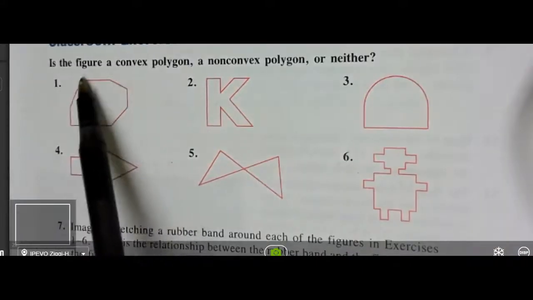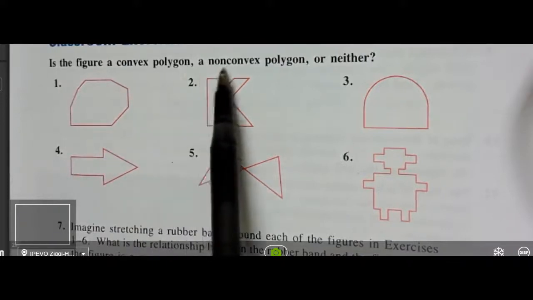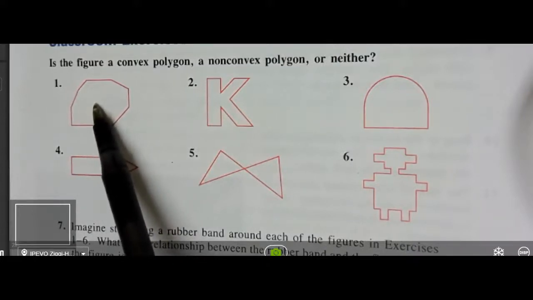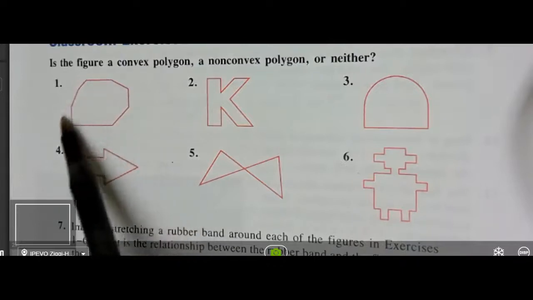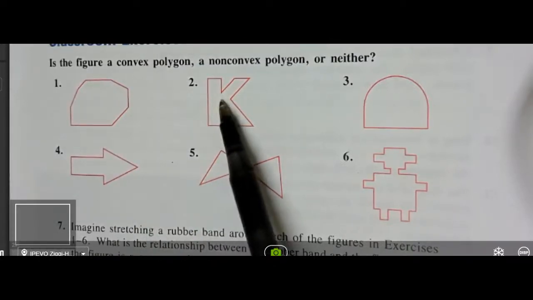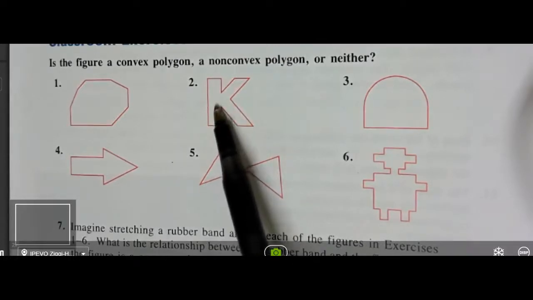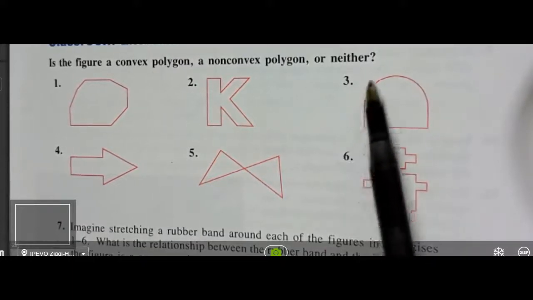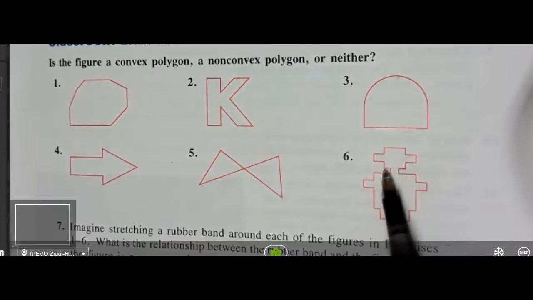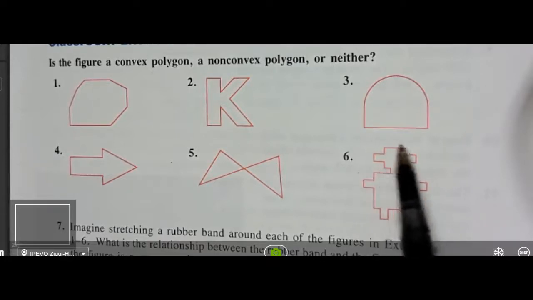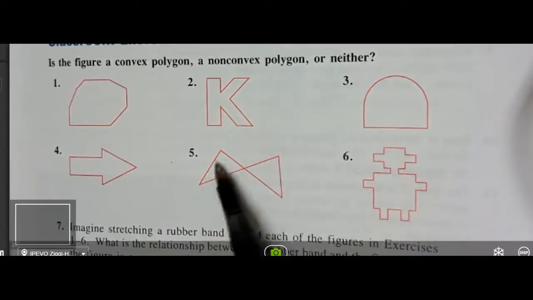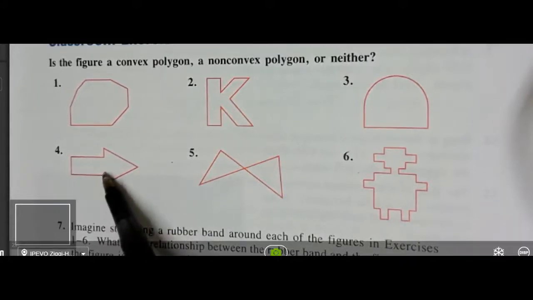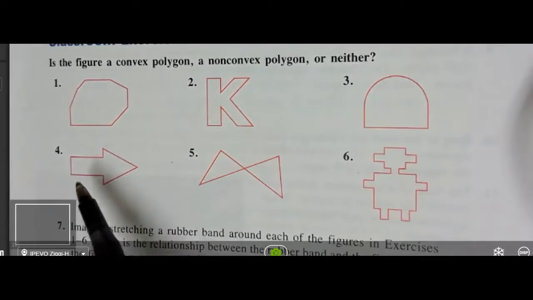Right, in the figure, is the figure a convex polygon, non-convex, or neither? Okay, what would you think this would be? Convex, because all the vertices are out. This is concave, non-convex, because it goes inside. This one is not even a polygon, so it's neither because it has a curve. Okay, this would be non-convex, so it is concave. It loops inside. This is not a polygon because the lines cross. This is a polygon, but it's concave because this part goes inside. Okay.